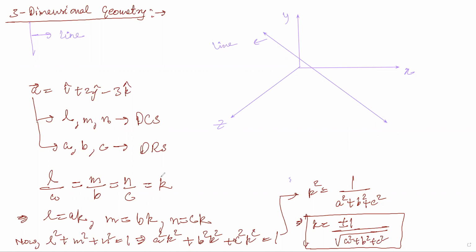Okay, so the first important thing is DRs and DCs of a line, right? And DRs and DCs of a line can be interpreted as l, m, and n, and a, b, and c.